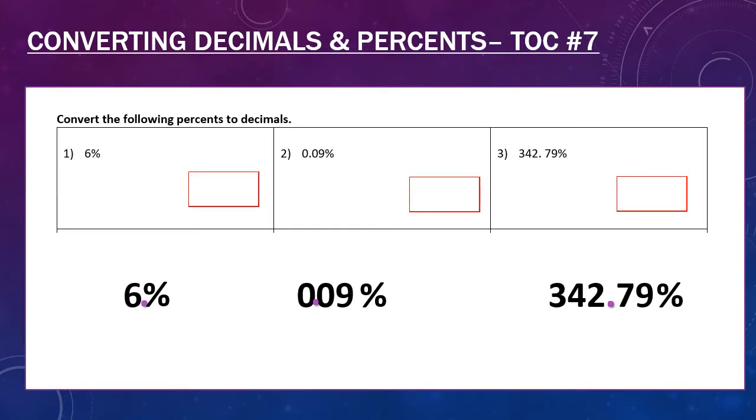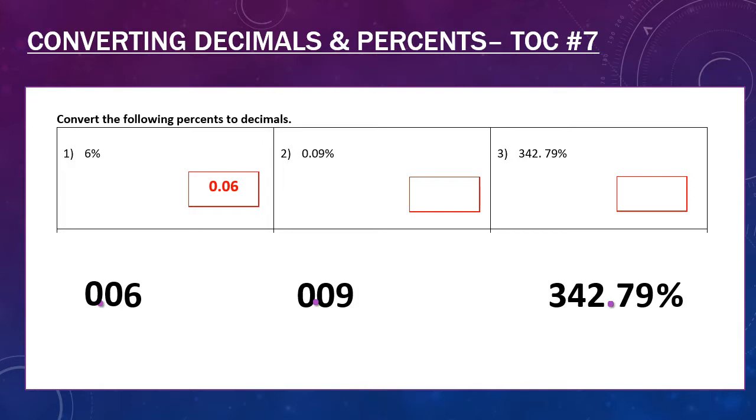Let's do some more examples. In example number 1, we have 6%. We take the percent sign off, add my decimal point after the 6, and jump to the left twice because we're dividing by 100. And I end up with 0.06 or 6 hundredths.